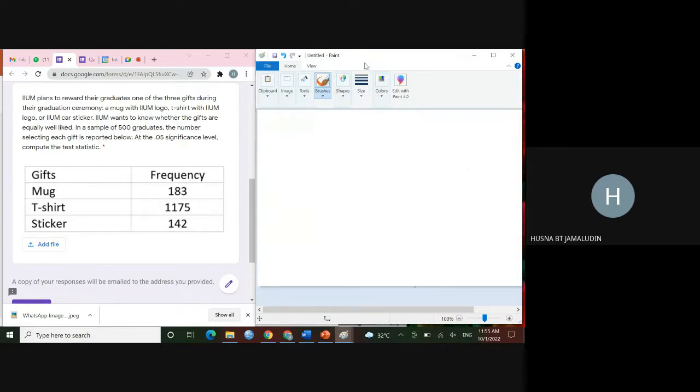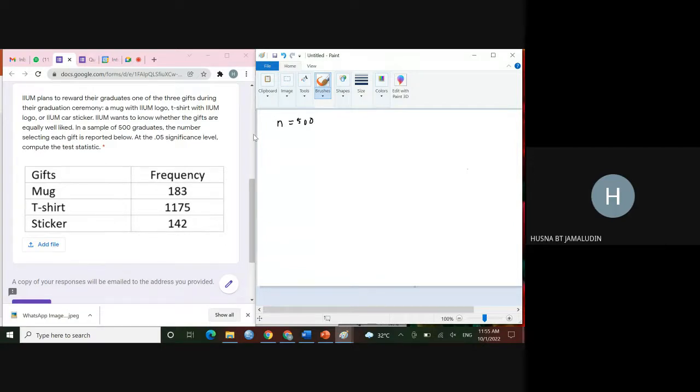So what is this 500? Tell me. What is it? And why should I put equal? Yes, it should be equal. And then what else? The number of graduates selecting each gift is reported below. So you have everything here.